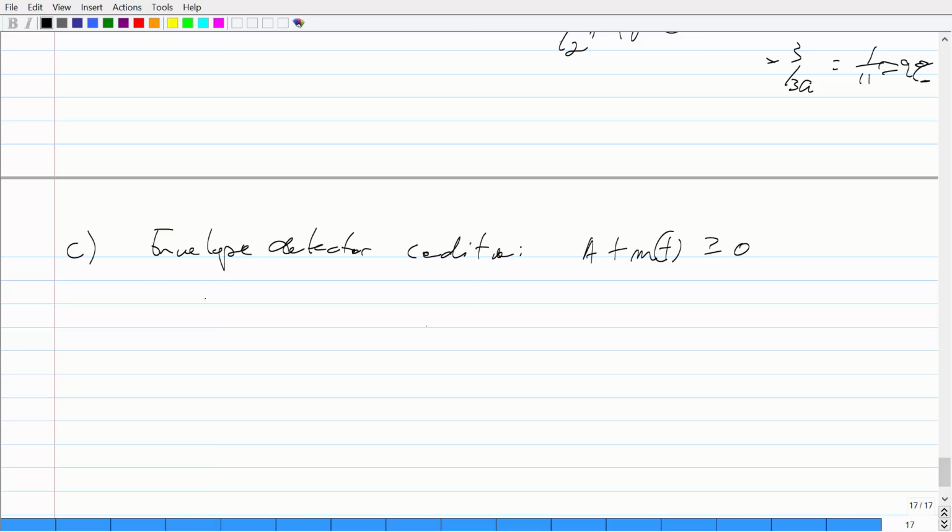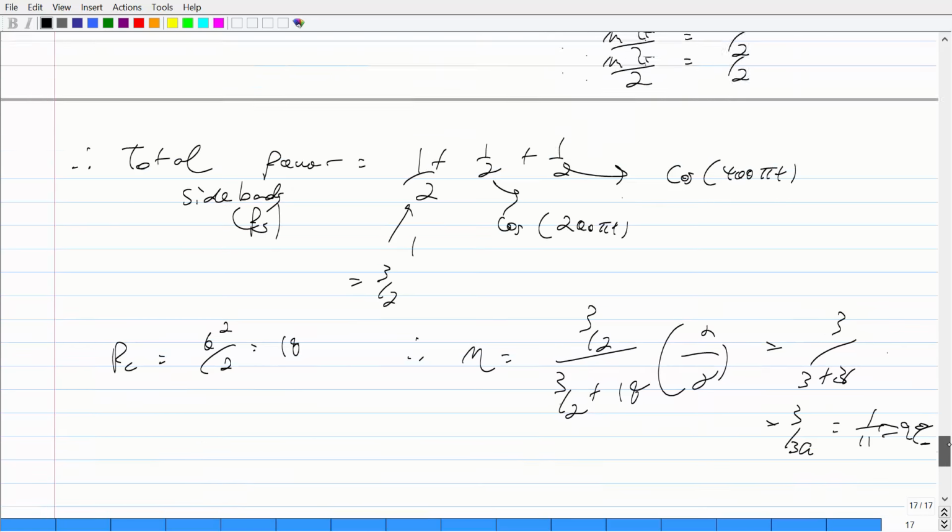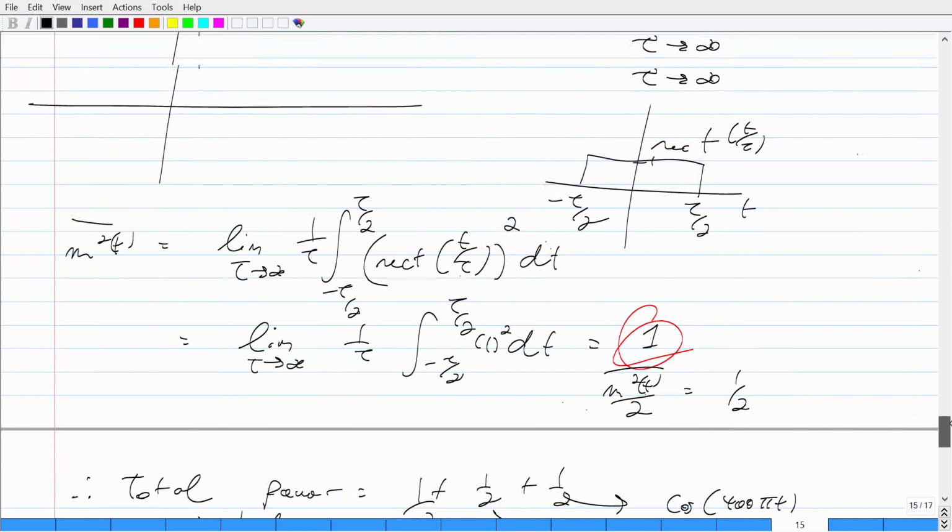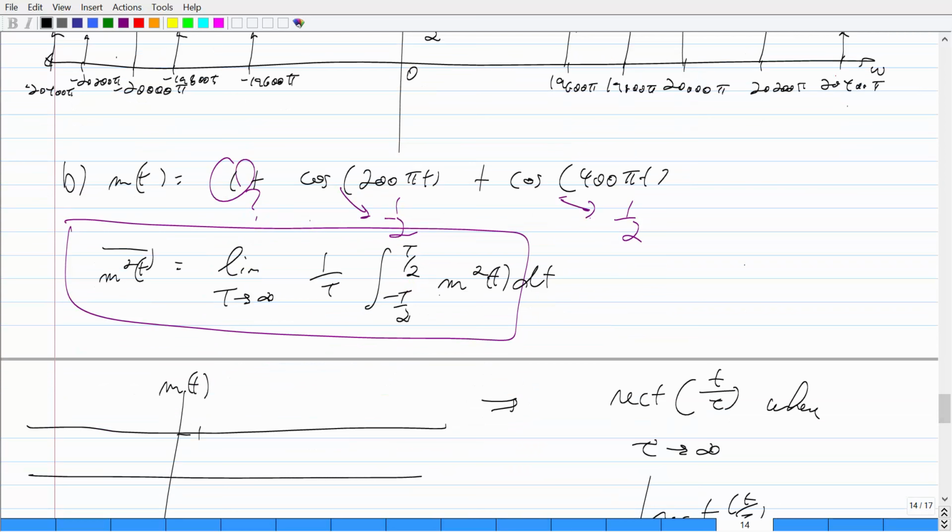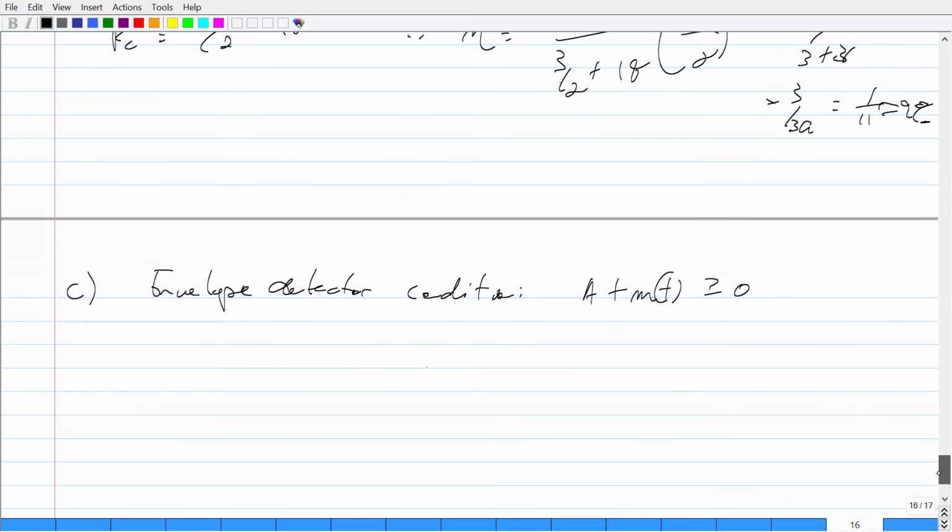If you take a look at the original message signal, it was 1 plus 2 cosines. So what is the minimum value that this will ever reach? You'll see a point where both cosines become -1 and -1. So 1 subtract 1 subtract 1 will give you -1. So the minimum value of M of t would simply be -1.